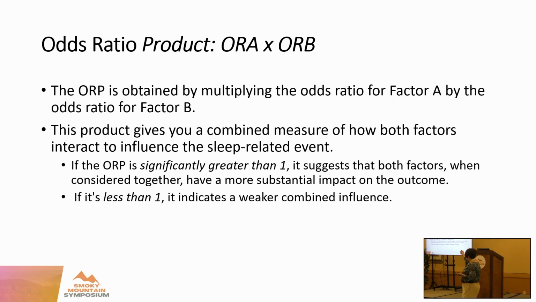So generally, it's multiplying. Like I said, we're mathing this morning. The ORP is obtained by multiplying the odds ratio factor for A by the odds ratio factor for B. And this gives you a combined measure of how those factors interact to influence the sleep-related event. Now, if it's greater than 1, and it says significantly greater, and you'll see in one of the examples, it suggests that both factors, when considered together, have a more substantial impact on the outcome. Less than 1, it's a weaker combined influence.